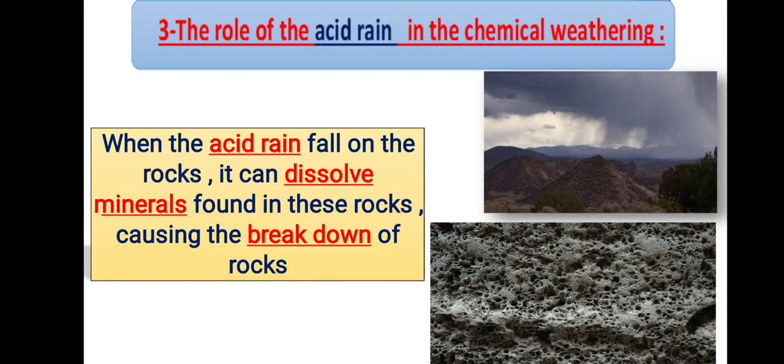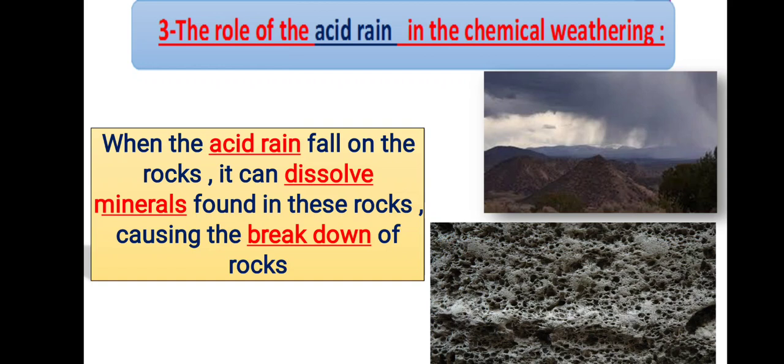Okay, number 3, the acid rain. Do you know what acid rain is? When the carbon dioxide increases in the air, the carbon dioxide will mix with the water of the air. There is water vapor in the air, and the carbon dioxide mixes with the water of the air and forms acid rain. And forms what? Acid rain. So the acid rain comes from the mix between the carbon dioxide and the water of the air. When the water of the air mixes with the carbon dioxide, it will be acid rain.